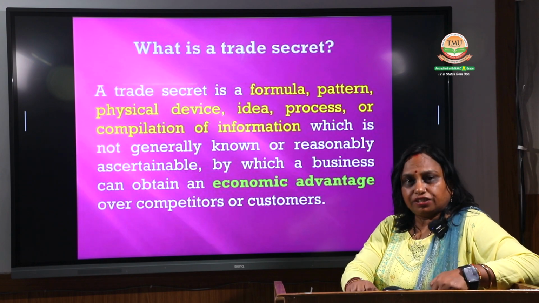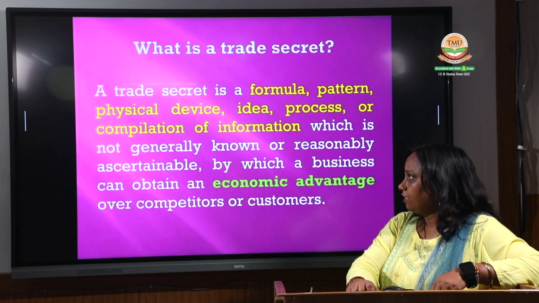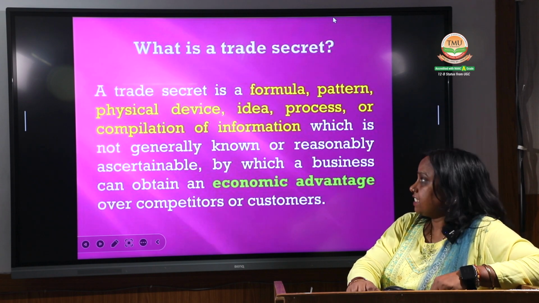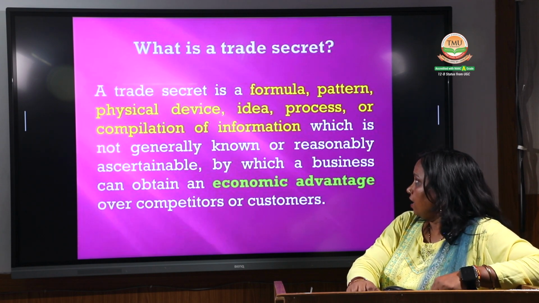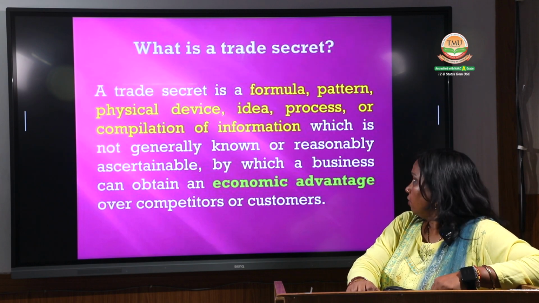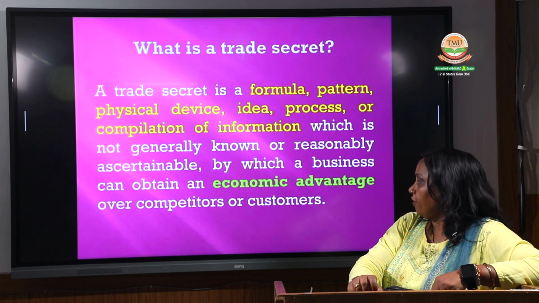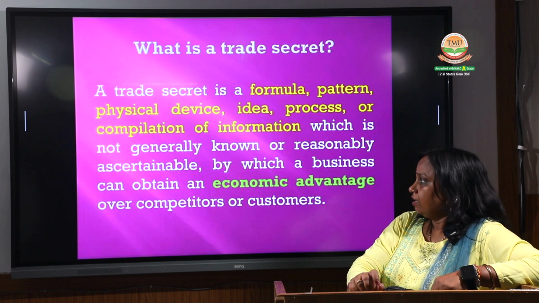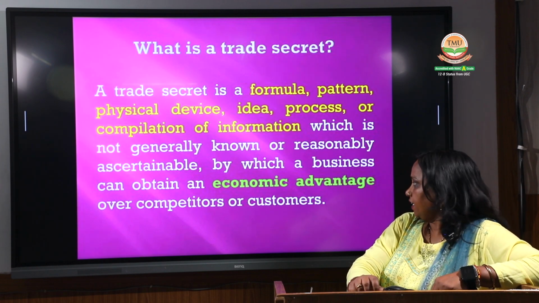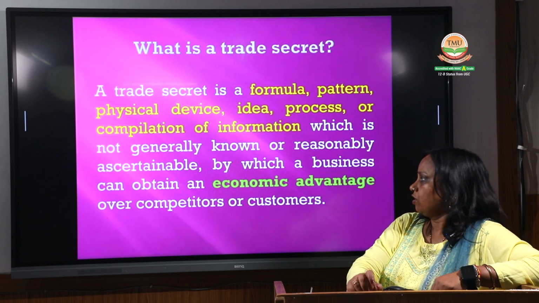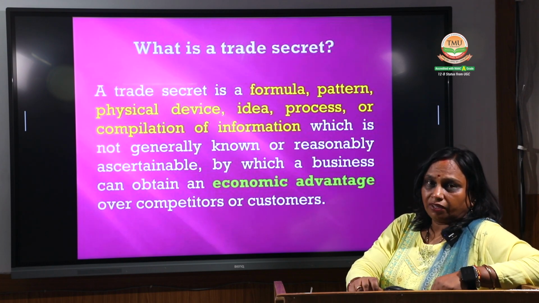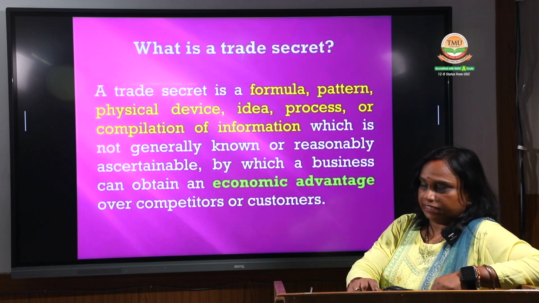So the definition, the meaning of trade secret: A trade secret is a formula, pattern, physical device, idea, process, or compilation of information which is not generally known or reasonably ascertainable, by which a business can obtain an economic advantage over competitors or customers. So this is the meaning of trade secret.